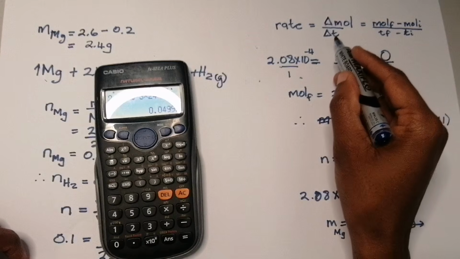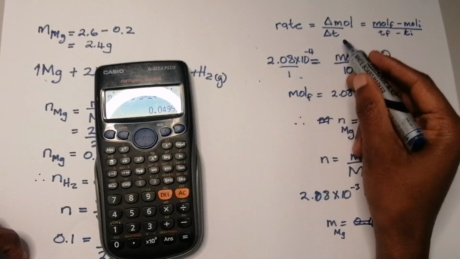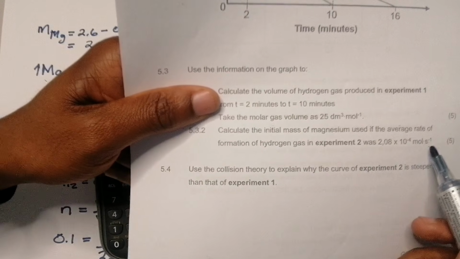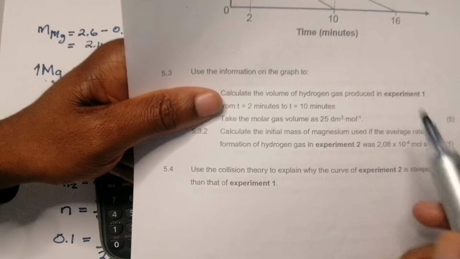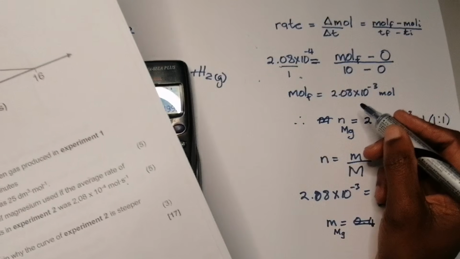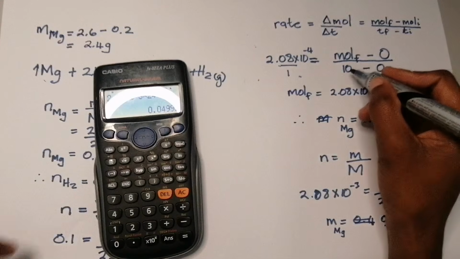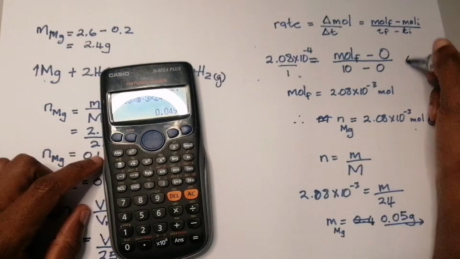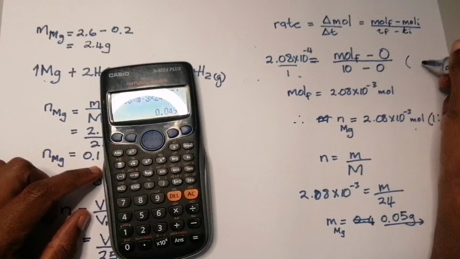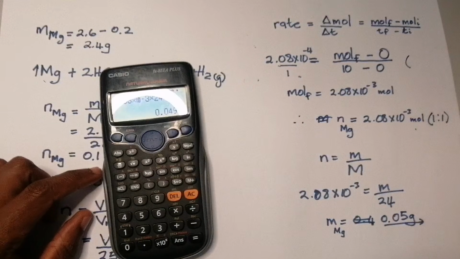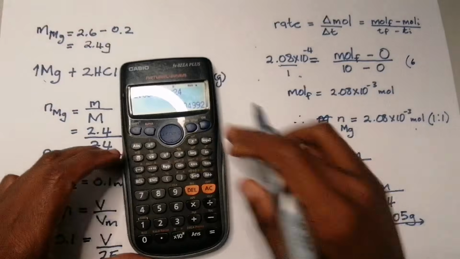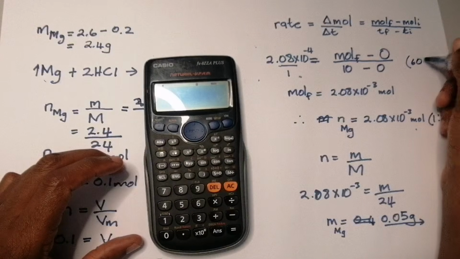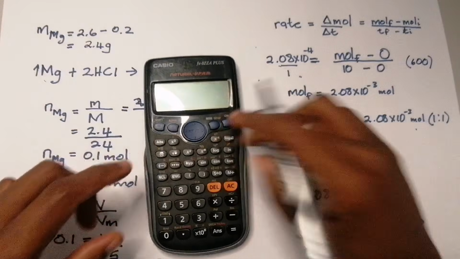Now look at this. I actually substituted time. I was given rate of reaction in moles per second, not moles per minute. Can you see that? So this time that I have here, I was supposed to convert into seconds, right? So how do I convert 10 minutes into seconds? You say 10 multiplied by 60, right? That would give us 600. Please remember that.